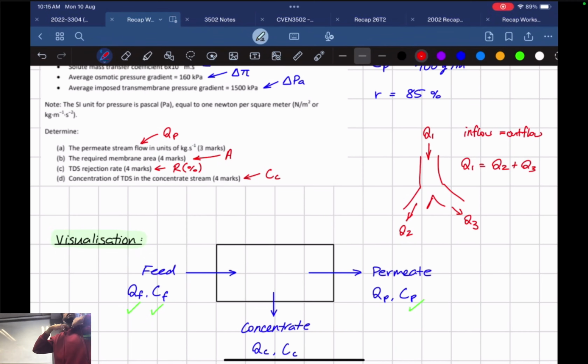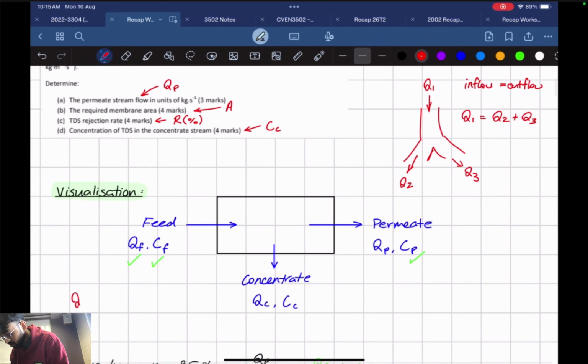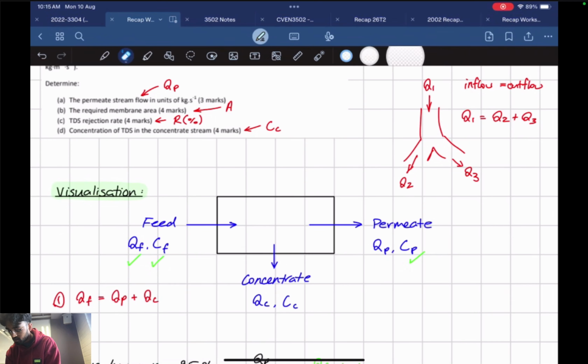Cool? That same principle applies here as well. So we've got feed, which is what we're feeding into the system, and we've got two outflows. We've got our permeate and we've got our concentrate. So we can say that our QF is going to be equal to QP plus QC. That's going to be our first equation that we'll need. That's pretty important.